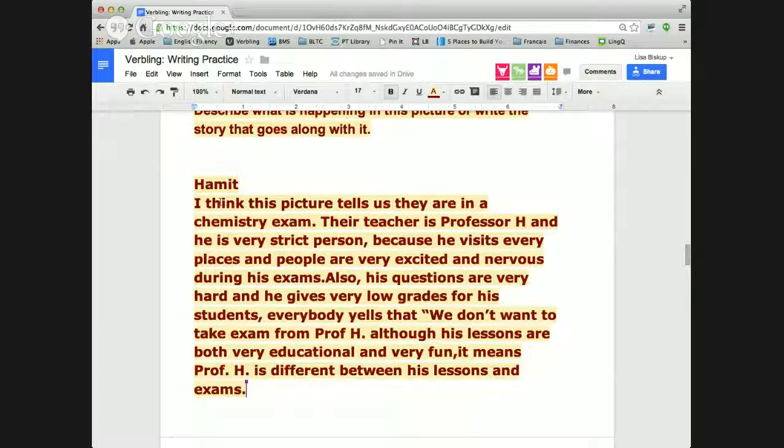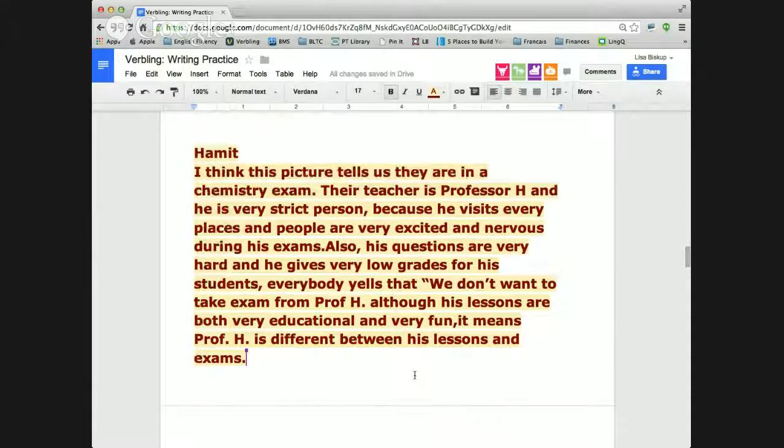And he is a very strict person because he visits every places and people are very excited and nervous during his exams. Also, his questions are very hard, and he gives very low grades for his students. Everybody yells that we don't want to take exam from Professor H, although his lessons are both very educational and very fun. It means Professor H is different between his lessons and exams.